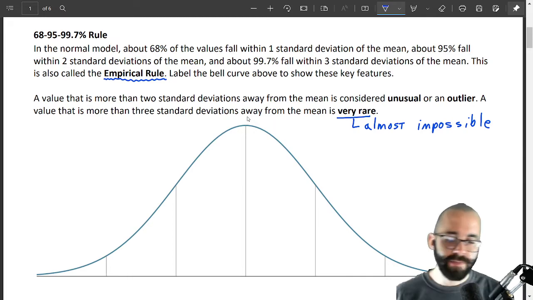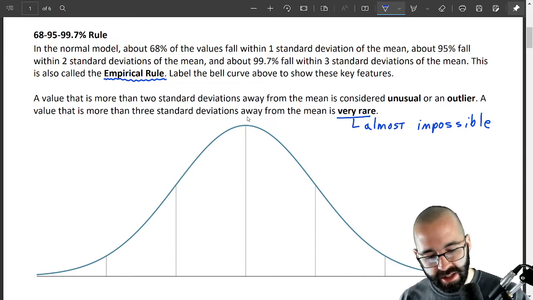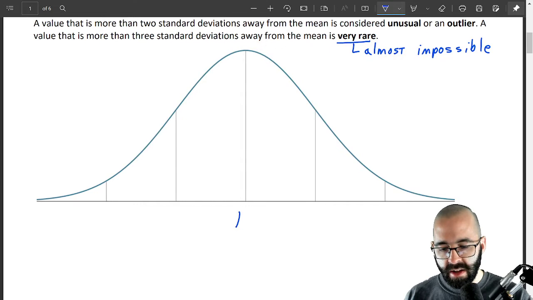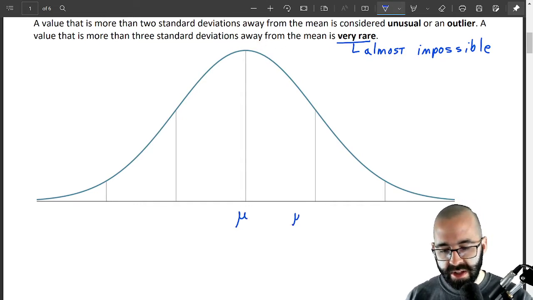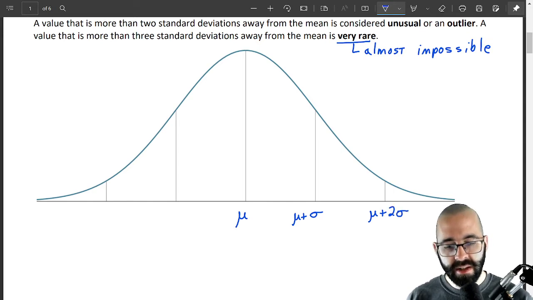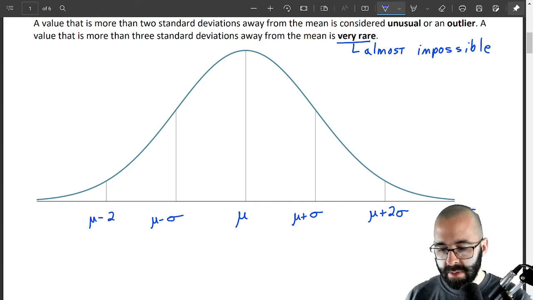All right. And again, if we're looking at this graph below, the mean is always right here. And then this is within 1 standard deviation of the mean. That's the mean plus sigma. Within 2 standard deviations of the mean, that's 2 sigma. And within 3 standard deviations of the mean would be mu plus 3 sigma. And you can do the same thing on the other side, right? Mu minus 1 sigma, mu minus 2 sigma, and mu minus 3 sigma.